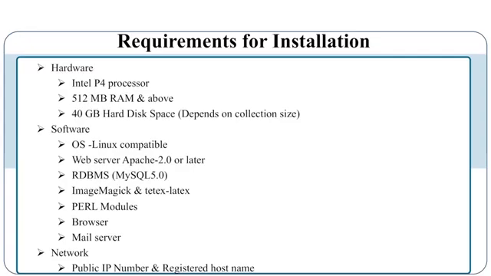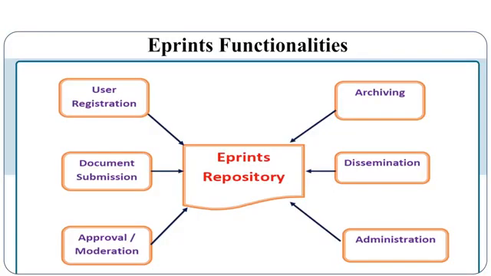So how does ePrints work? One can broadly classify the functionalities of ePrints into 6 main categories. One is user registration, where the administrator can assign various privileges like authentic users, document submission managers or reviewers to moderate submitted documents. The repository administrator looks after the overall tasks of the repository.